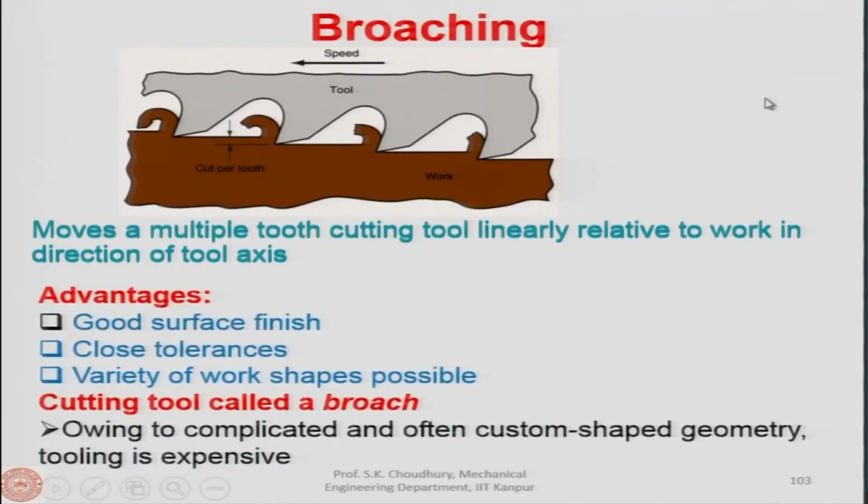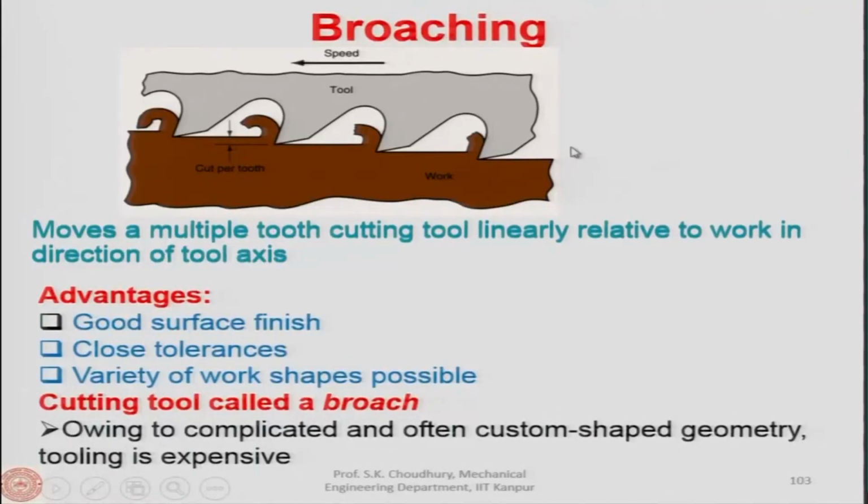Next is the broaching operation, and the broaching operation is a very typical operation. It is somehow different from the other operations, in the sense that here the feed is not given to the tool separately, like that concept which we had so far, which you have seen in case of turning, in case of milling, even in case of drilling. So, the feed is given by increasing the diameter of the teeth. Now, let me explain it to you.